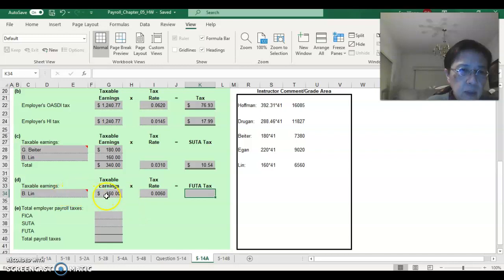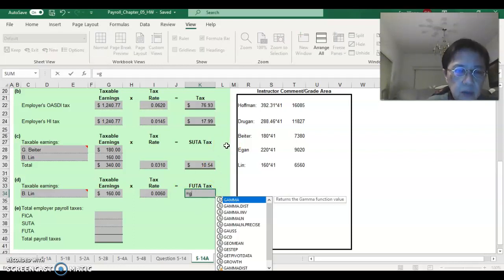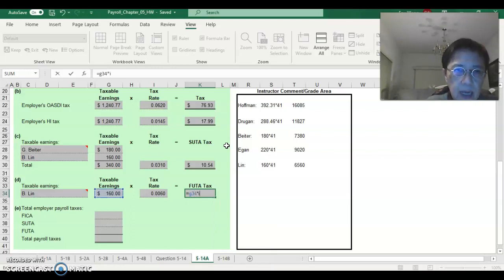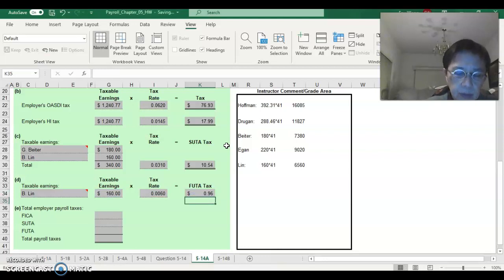Lynn, we're going to do the FUTA, federal unemployment tax, on Lynn, because Lynn has not exceeded $7,000 yet. So $160 times 0.6%, converted to decimal 0.006. FUTA is equal to G34 times I34. Okay, so it's 96 cents.